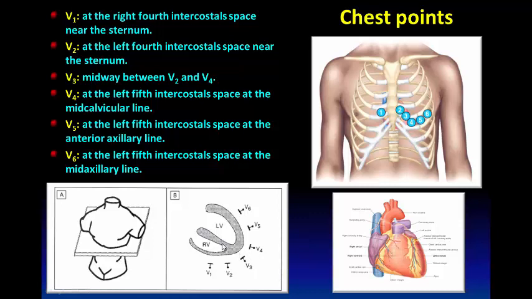So what about then the electrical activity of the inferior surface of the heart?